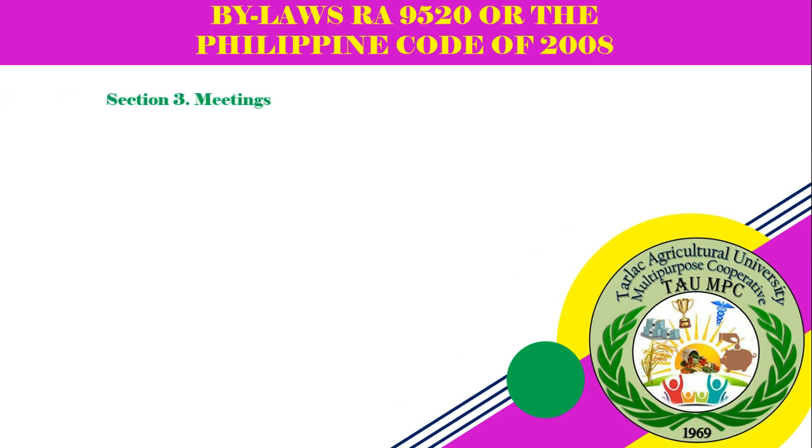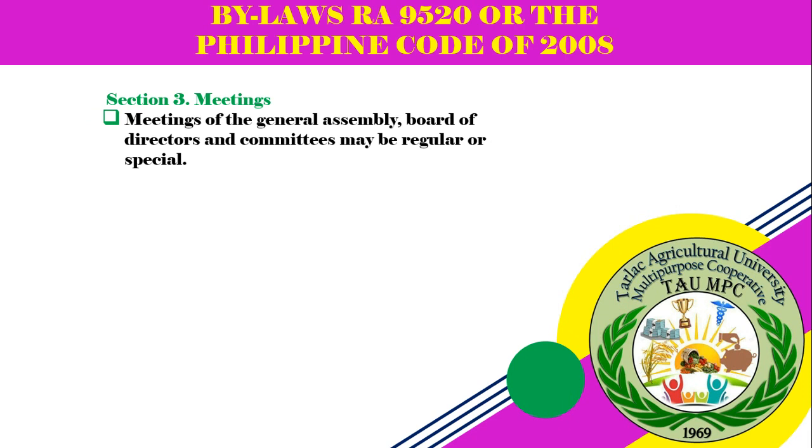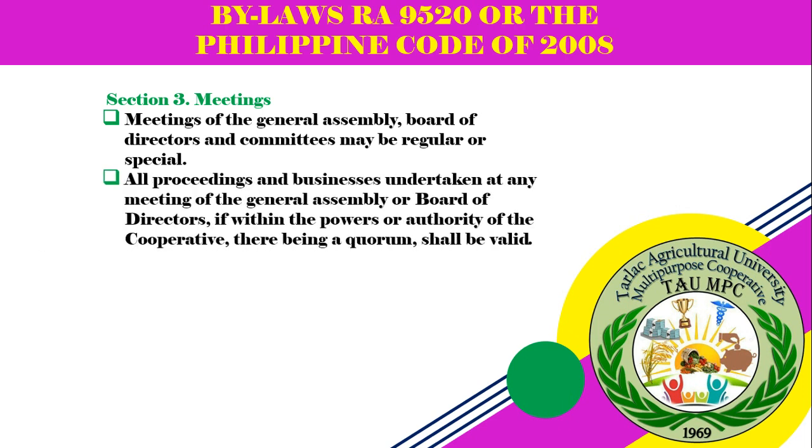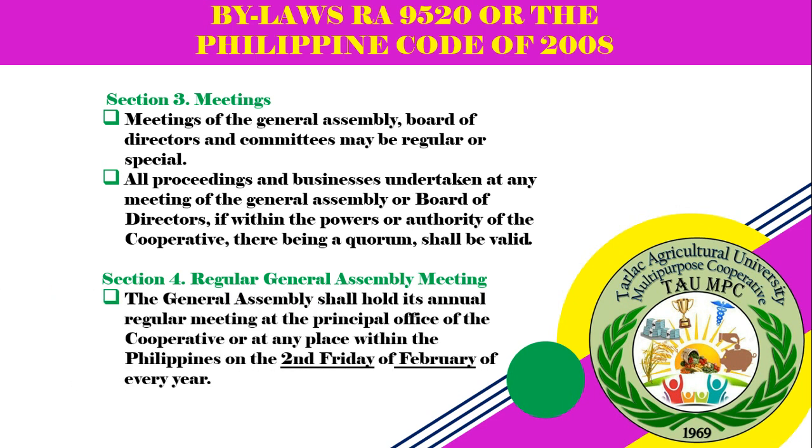Section 3. Meetings. Meetings of the General Assembly, Board of Directors, and committees may be regular or special. All proceedings and businesses undertaken at any meetings of the General Assembly or Board of Directors, if within the powers or authority of the cooperative, there being a quorum, shall be valid. Section 4. Regular General Assembly Meeting. The General Assembly shall hold its annual regular meeting at the principal office of the cooperative or at any place within the Philippines on the second Friday of February of every year.